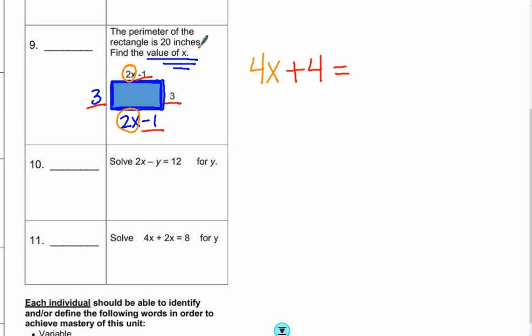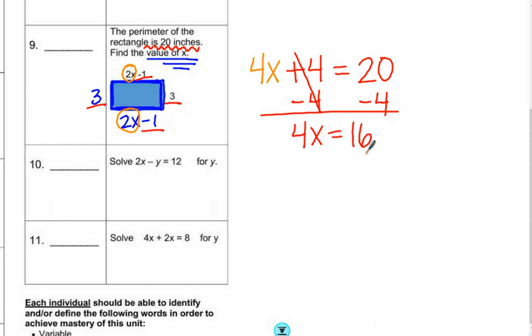And then what can we set that equal to? Well, hopefully you remembered in the question it said the perimeter is equal to 20 inches. So we'll set it equal to 20 inches. Now we have an equation that we can solve for x. We'll do that by subtracting 4 from this side. And now we're left with 4x equals 16. And then this is 4 times x. The opposite of multiplying by 4 would be to divide by 4. 4 divided by 4 is 1x. And then 16 divided by 4 is 4.